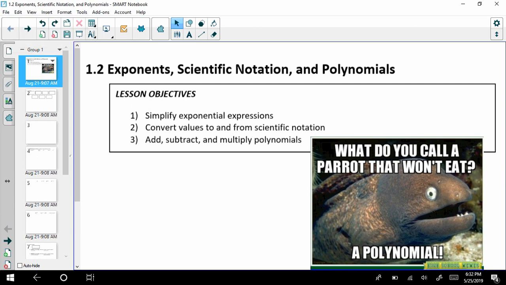Alrighty, lesson 1.2 is more simplifying basics. This section will focus a lot more on exponents. We'll deal with a little bit of scientific notation and then end with polynomials. And those happen to be our three main objectives for this lesson.